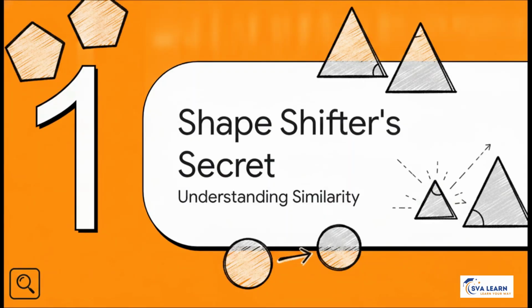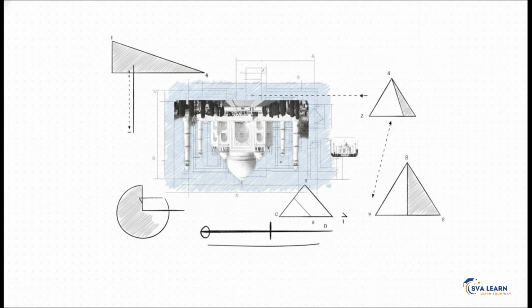Which brings us to part 1, the shapeshifter's secret. Take a look at these two pictures of the Taj Mahal. They are what we call mathematically similar. The computer, or in real life, the architect, utilizes a precise scale factor, also known as a representative fraction, to resize the image without any distortion.